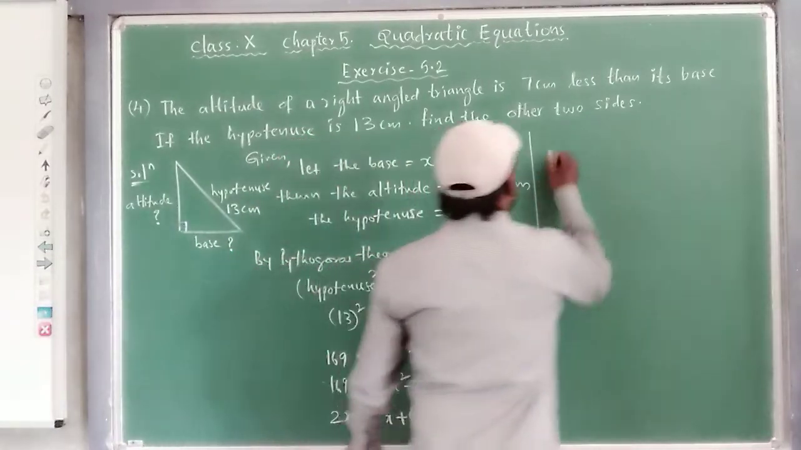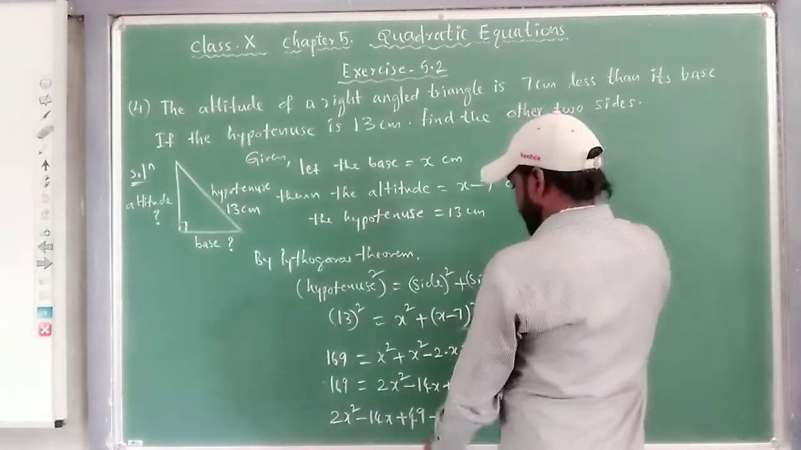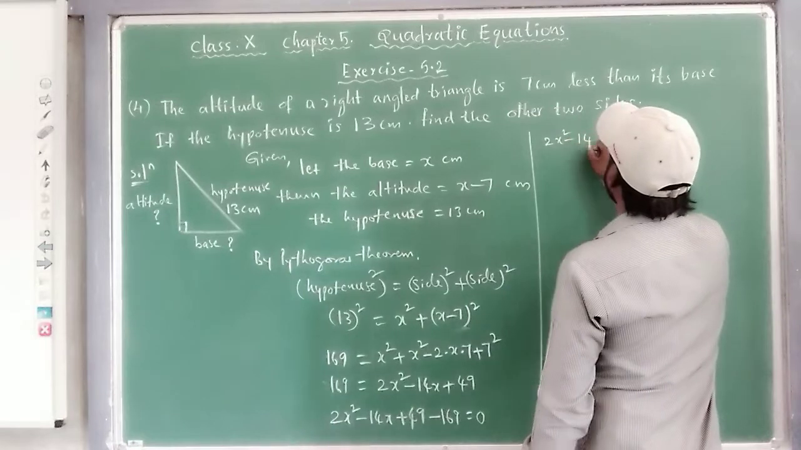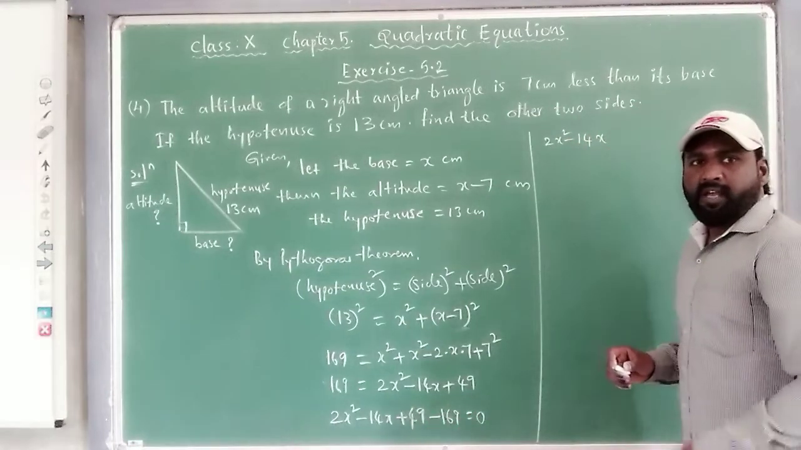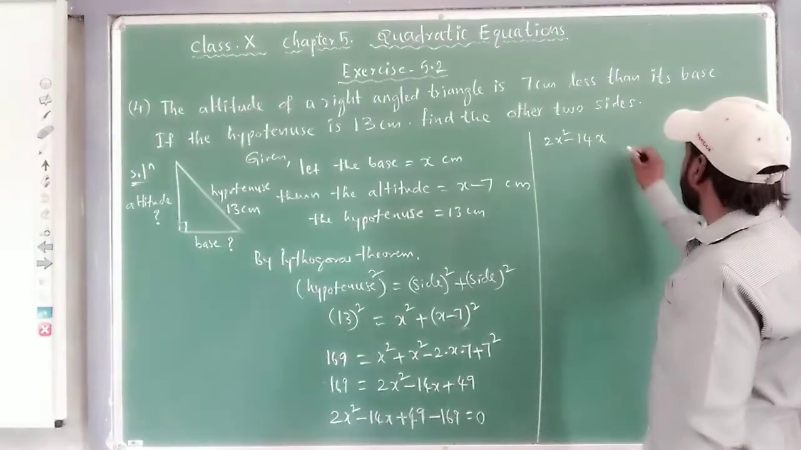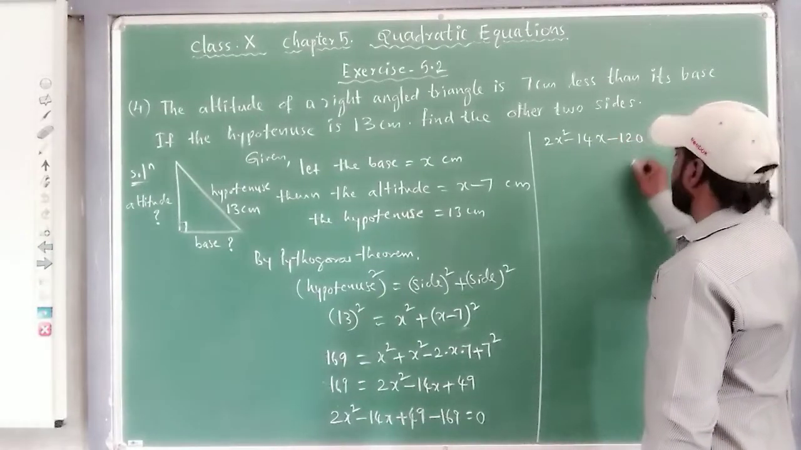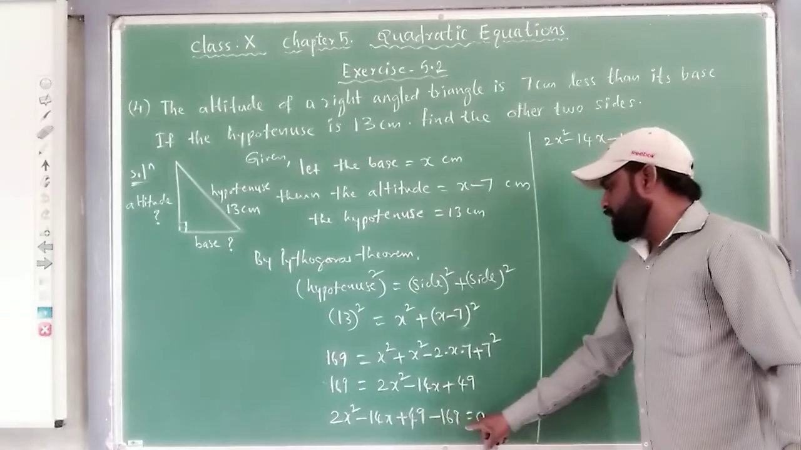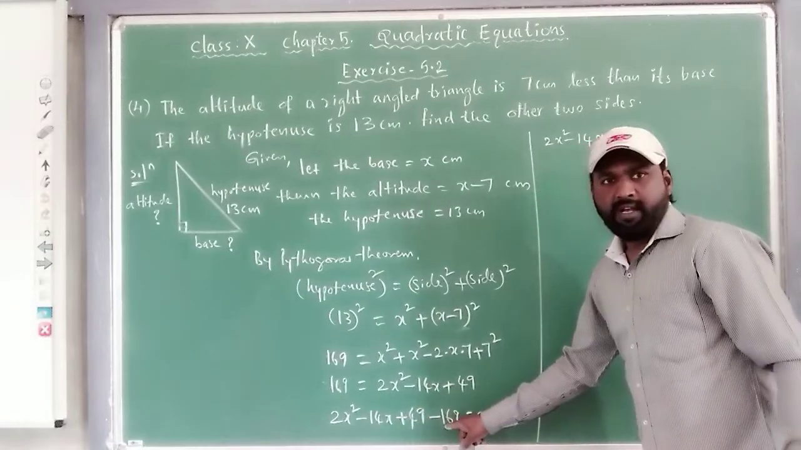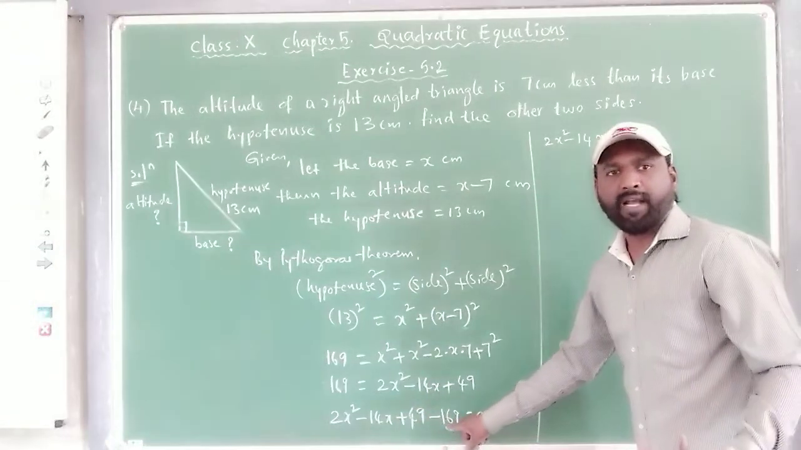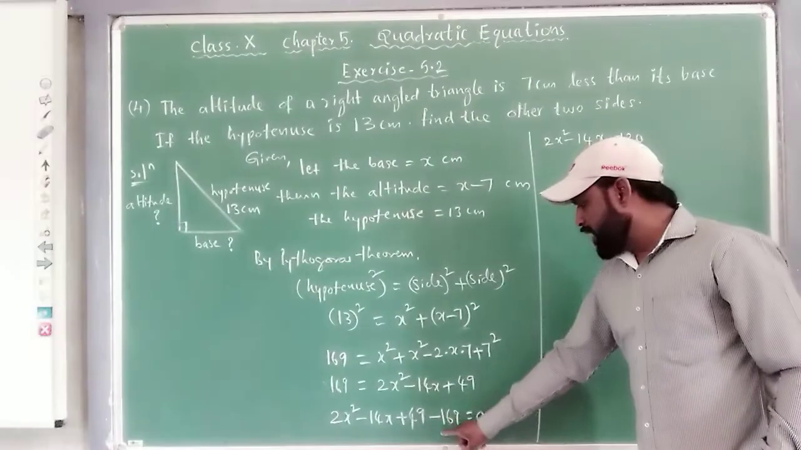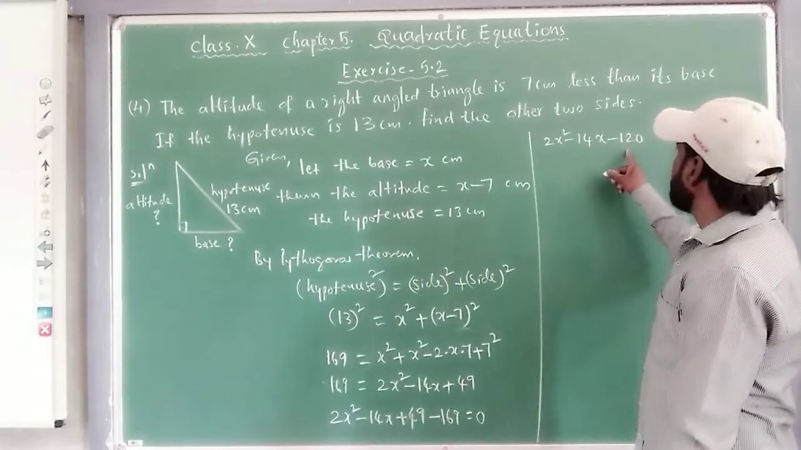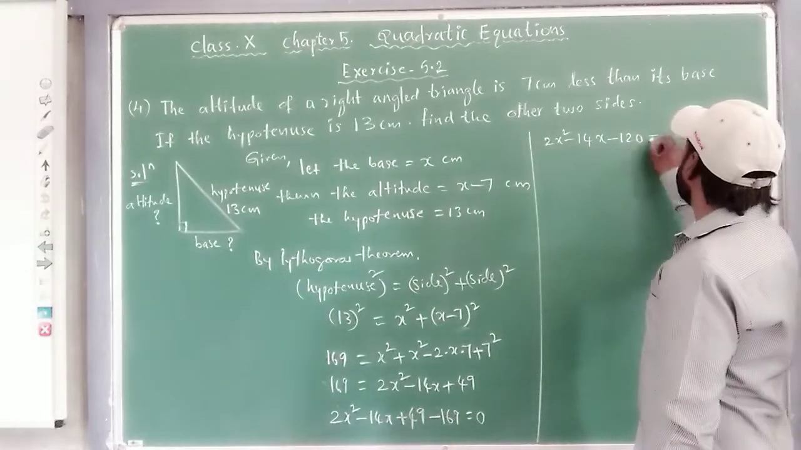So 2x square minus 14x plus 49 minus 169. When you do the simplification, you will be getting minus 120 plus 49 minus 169. Both are different signs, so when you have different signs, we go for the subtraction. Bigger number minus smaller number, but the bigger number has a negative sign, so the result also will get a negative sign. So that is equal to 0.